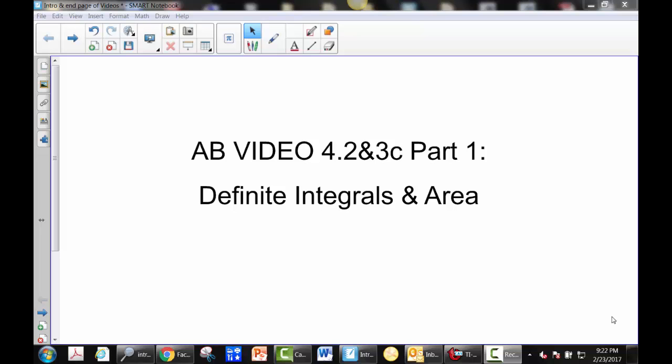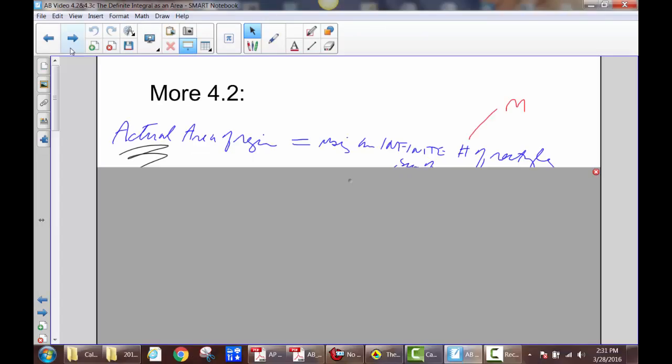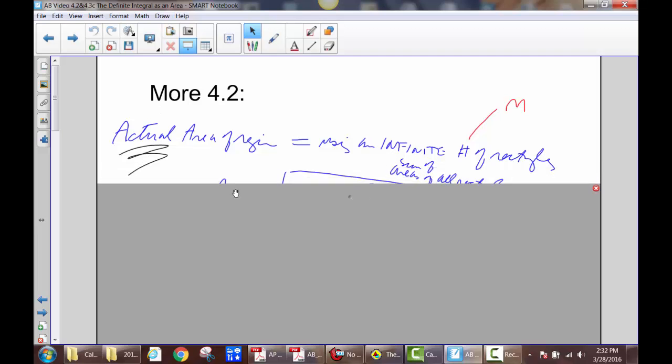4.3c part 1, definite integrals and area. Okay, so now we're going to talk about the actual area, not the approximate area using so many rectangles, which is Riemann sums. This time we're going to use an infinite number of rectangles.